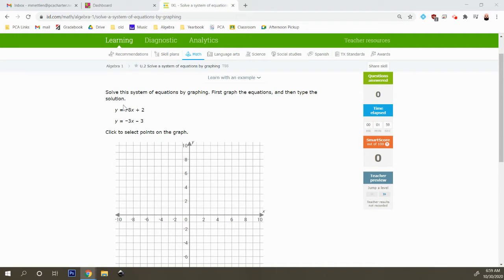Well, a system of equations just simply means we have more than one equation. So we have here two equations. As long as it's more than one, that makes it a system. If we have 4, 5, 6, it's still a system. For us, we're going to have two.